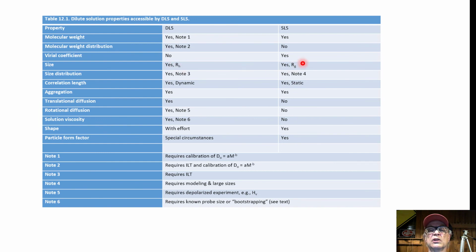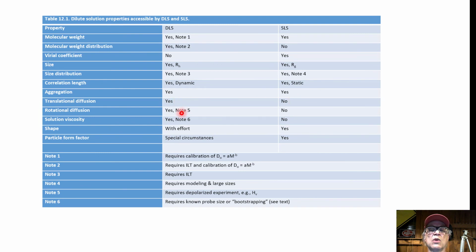Here you get RG. Size distribution, yes, with some things. Also, yes, with some notes. Correlation length, that's a polymer physics thing, so we won't talk about that, but you can get that. Aggregation, yes. Translational diffusion, yes.